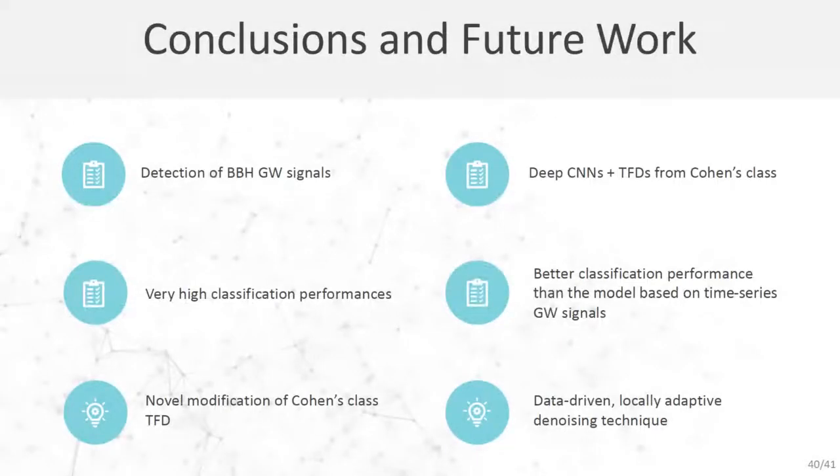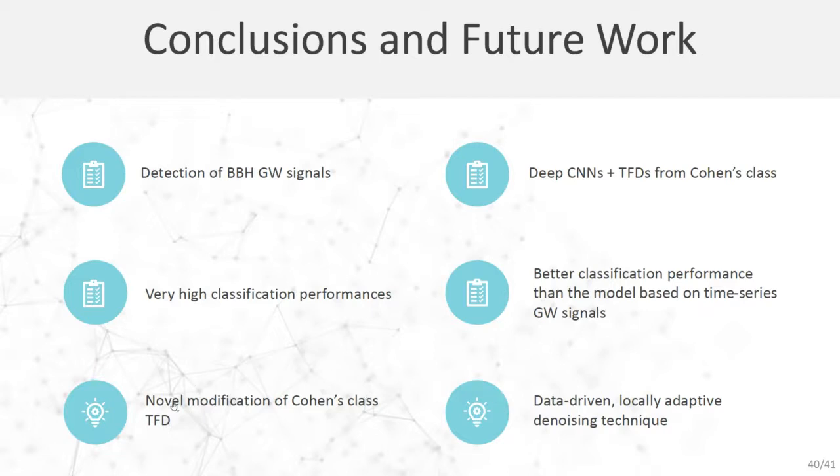To conclude this presentation, we can sum up that in this research, we developed a method for detecting binary black hole gravitational wave signals based on deep CNNs and quadratic TFDs from Cohen's class. And using this method, we achieve very high classification performances, which are also higher than the method using the time series data. There are several ideas for future work.